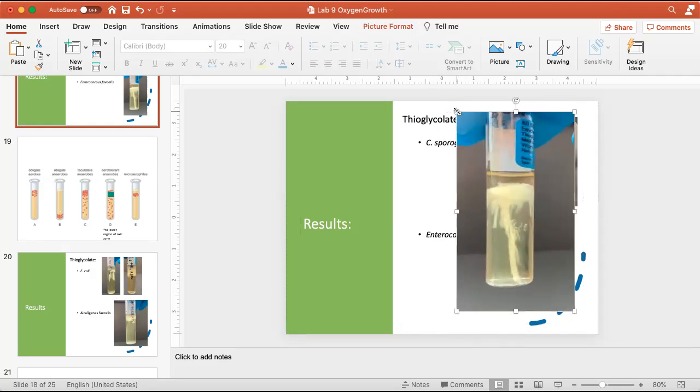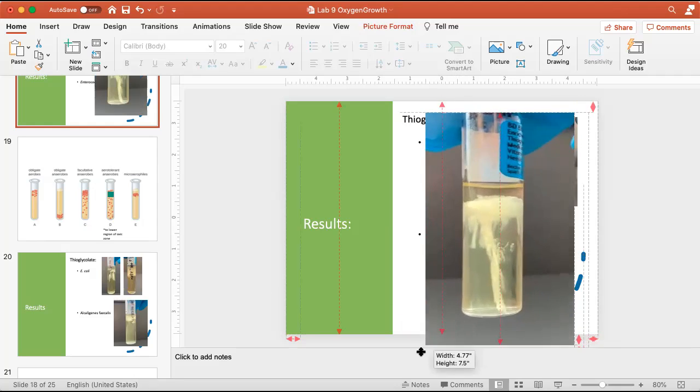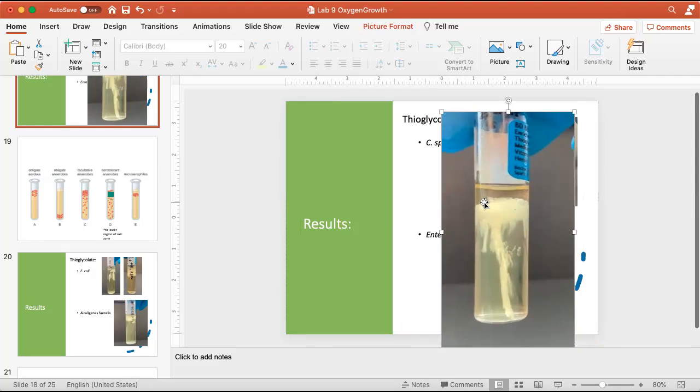Let me get this nice and big so we can see it. You can definitely see a mass of cells, a big clump of cells right here. And this is what I mean by the tendrils, the strings that kind of hang down. Cells clump together in these tubes. They don't stay separated from each other or suspended in the broth.